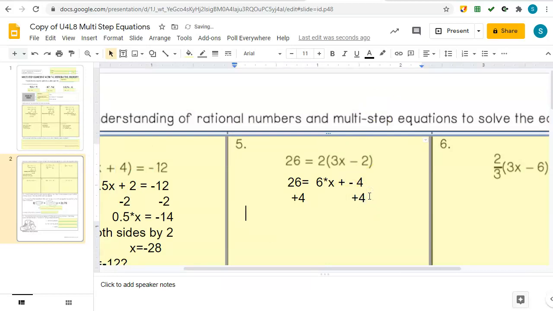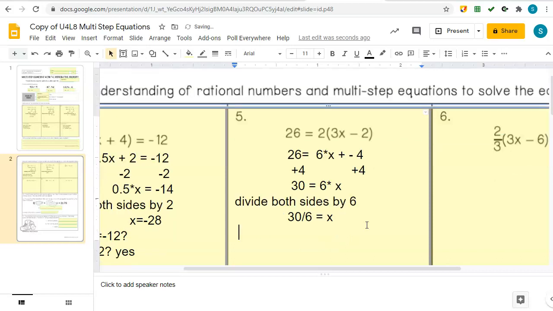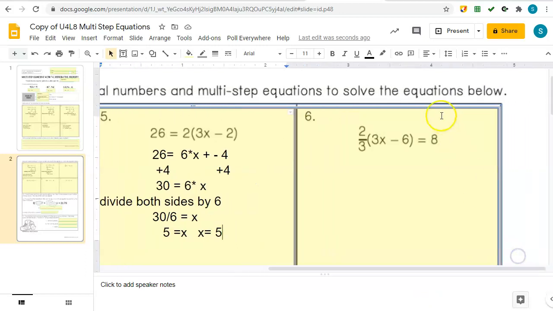So then we get 30 equals 6 times x. Divide both sides by 6. Why? Because we're trying to get rid of this 6. We're trying to get this x by itself. And 6 divided by 6 is 1. So we get 30 divided by 6 equals x. And that is 5 equals x. Or we could rewrite it as x equals 5. So our answer is x equals 5. Let's take a look at this next one.